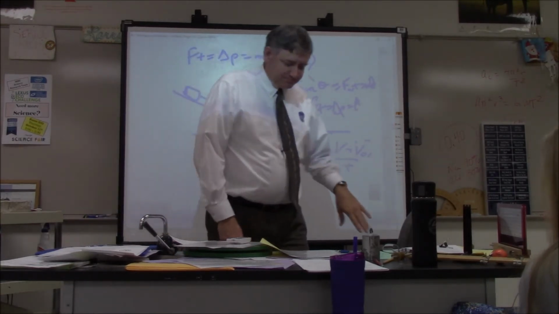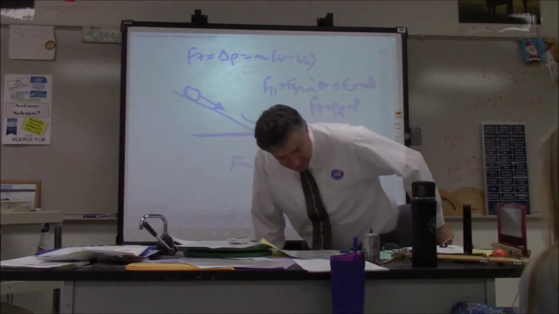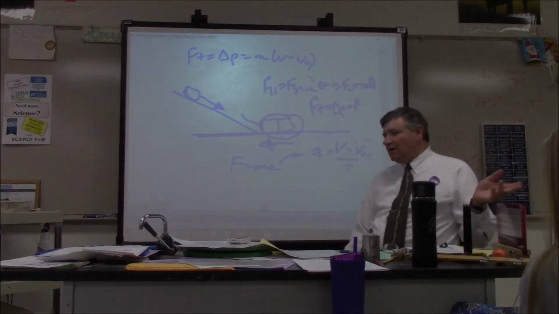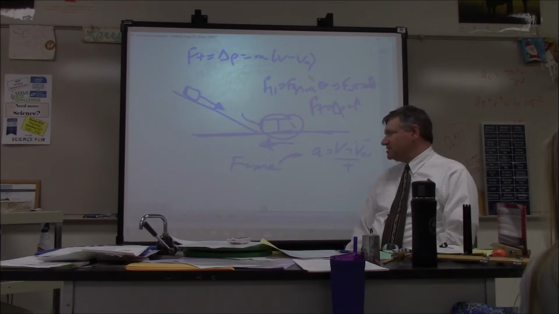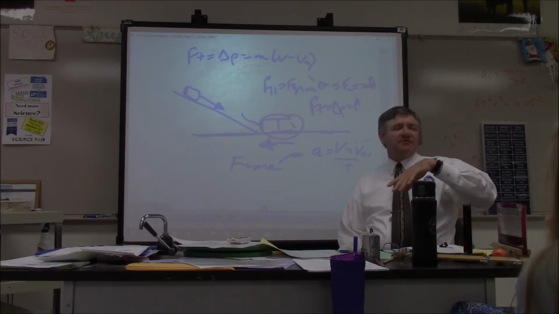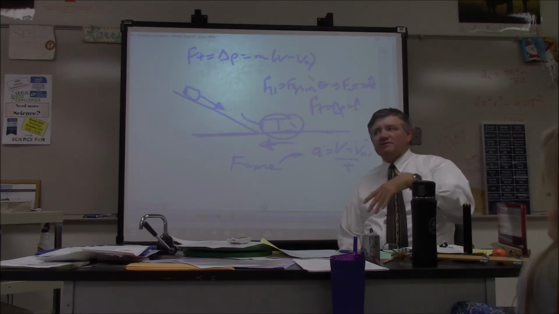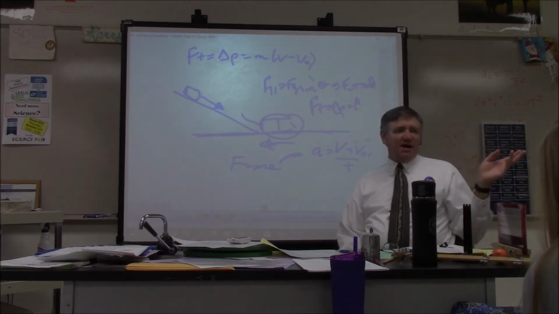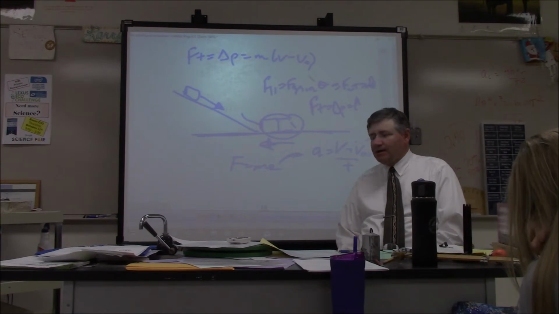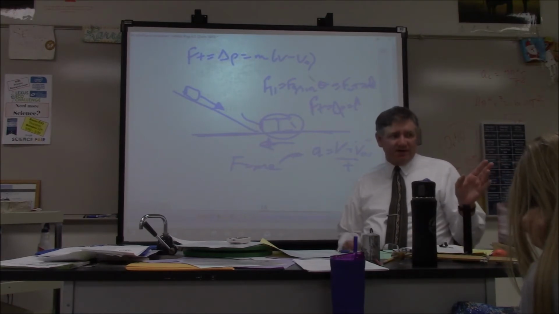I don't care how you get there. Just get there. And then on D, when you find the distance, there's a whole bunch of different ways you can find the distance. You can draw a velocity time graph and find the area underneath the velocity time graph. You can use distance equals one half v plus v naught times time. There's any number of ways you can find that answer.